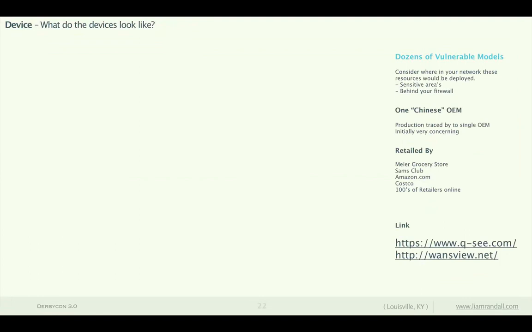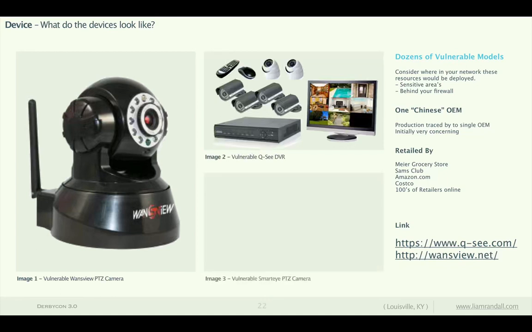Okay, so let's take a quick look at the devices themselves. And I think this is where we really start to tie everything together. OpenWRT build root was used via default credentials to build a gigantic botnet to scan the entire internet. Dozens of vulnerable models were actually infected during the course of this botnet.